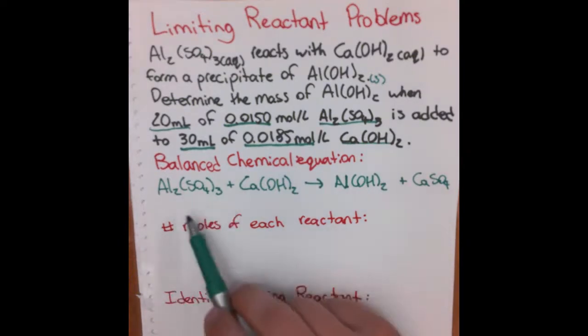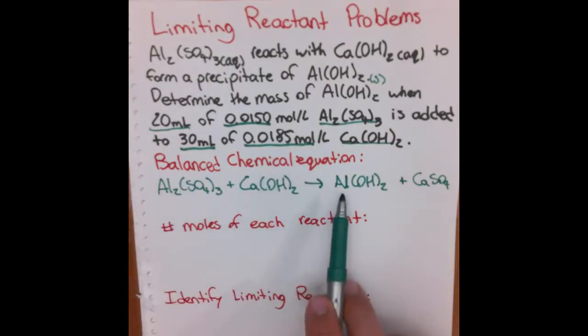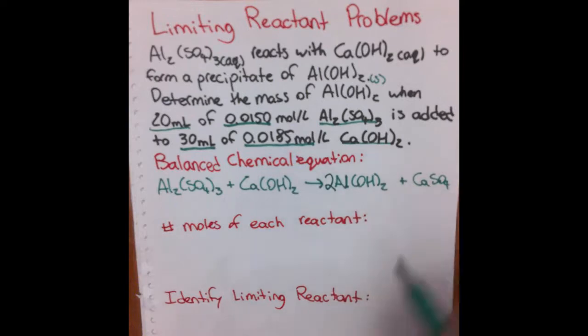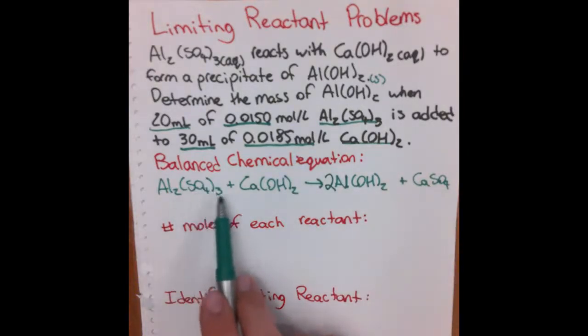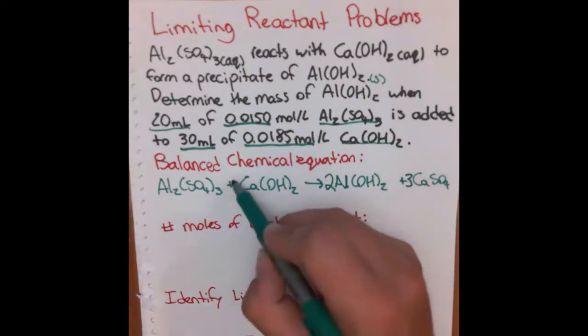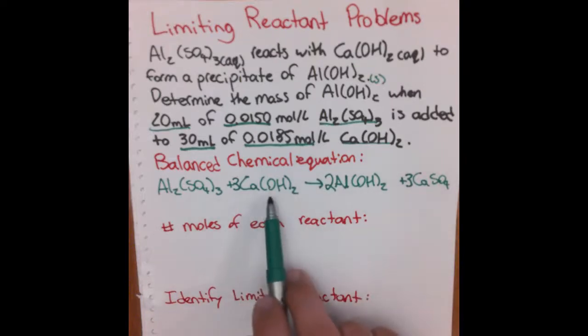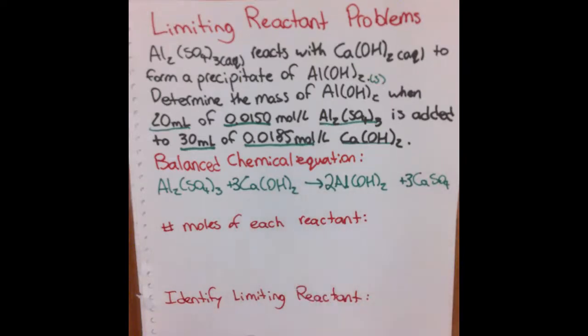Looking through this, we will have to do some balancing here. For our aluminum, I have 2 on this side and only 1 on this side, so I'm going to insert a coefficient of 2 there. With our SO4, there are 3 here and only 1 on this side, so I'm going to need a 3 there, and then I'm also going to need to put a 3 here in order to produce. So I have 2 aluminum, 3 calcium, 6 hydroxide, and oh, that is supposed to be Al(OH)3. My bad. So there we go. That is a balanced equation.